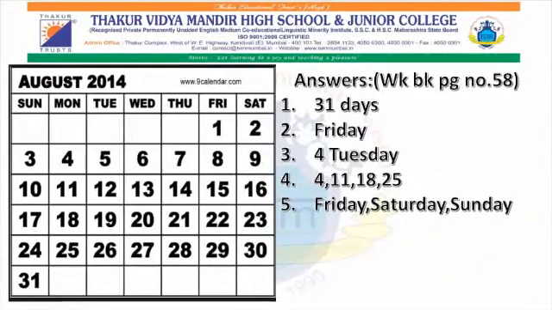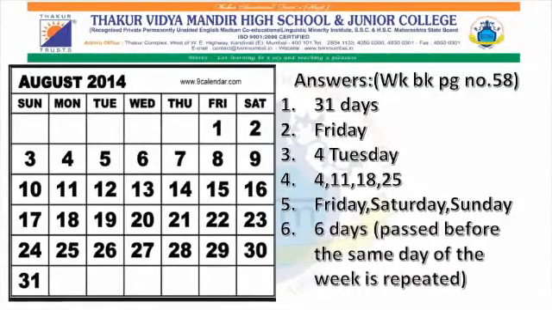For example, here you can see Sunday. First Sunday falls on 3rd. Correct. Then again the next Sunday falls on 10th. So count the days between, 4, 5, 6, 7, 8, 9. These dates. Correct. So how many dates? How many days are between 3 and 10? Correct. 6 days. So 6 days passed before the same day of the week is repeated.